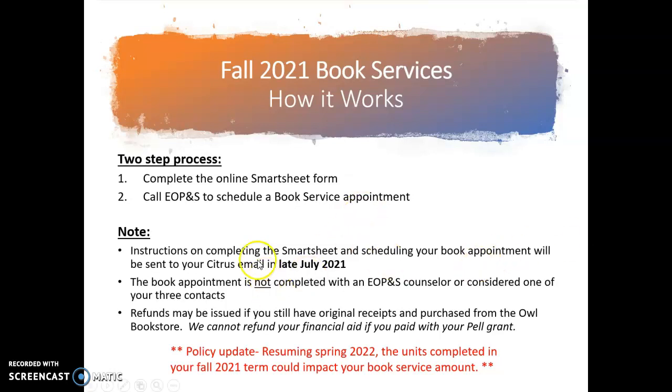That information is going to be sent out to you in late July. So be on the lookout in your Citrus email for the Smartsheet and information on how to schedule your book appointment. Again, Citrus email. One important thing is that the book appointment is not considered one of your contacts.